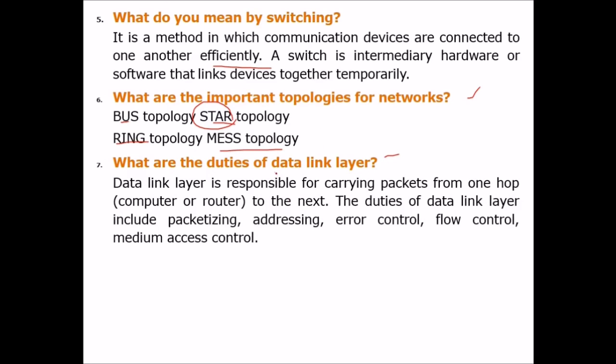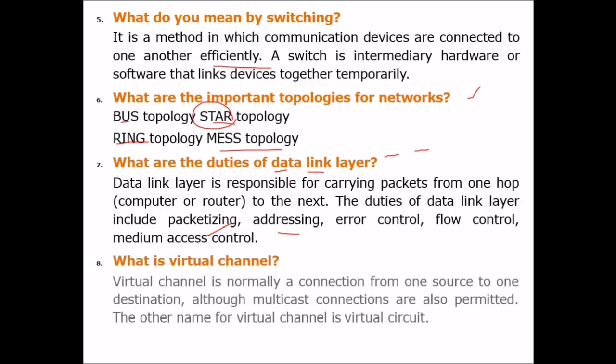What are the duties of the data link layer? As it suggests, it is the linking of data. The data link layer is responsible for carrying packets from one hop, that is a computer or router, to the next. The actual work is done by the physical layer, but the responsibility of carrying these packets from one hop to another is the job of the data link layer. The duties include packetizing, addressing, error control, flow control, and medium access control. This layer also has a MAC layer, medium access control.